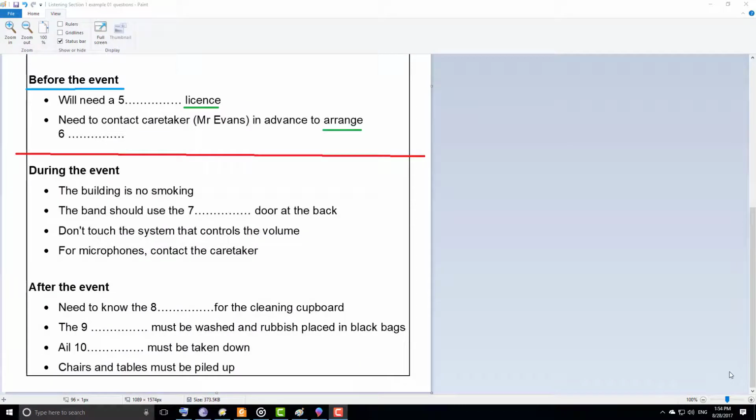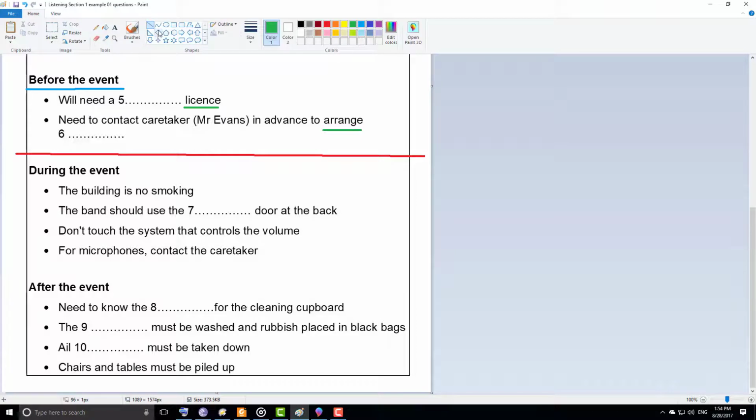Okay, so after the first part of section 1 is finished, you'll have another 30 seconds to look at questions 7 to 10. So here, the following subheadings we have to work with. We have things that happen during the event and things that happen after the event. So keep those in mind.